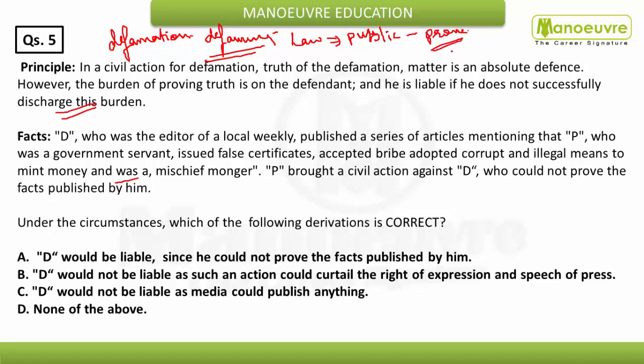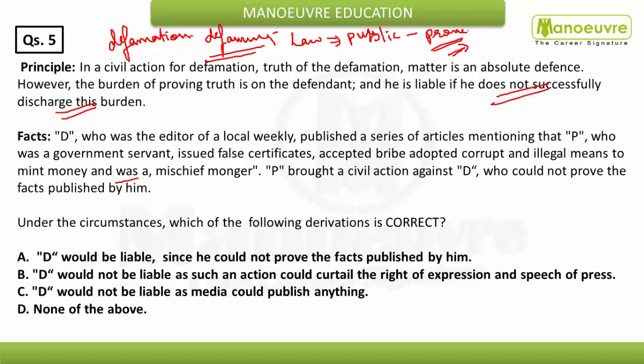In the sense, if you're blaming somebody for something wrong or you're accusing somebody, then you have to prove the same in the courts of law. If you cannot prove it, then you are in trouble. So this is the well settled law when it comes to defamation, and it is clearly mentioned here, and he is liable if he does not successfully discharge this burden.